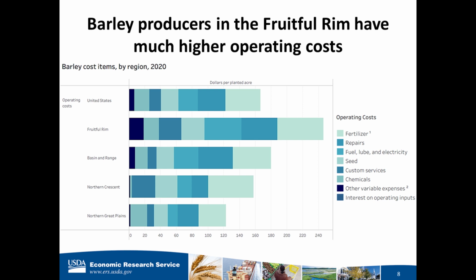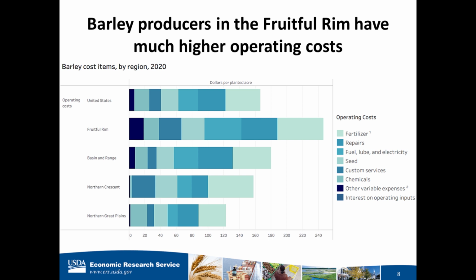And on the horizontal axis, we have cost in dollars per acre planted. So these bars represent all the operating costs that each region faces. And as you can see, the Fruitful Rim, the second bar, has a lot higher operating costs compared to the Northern Great Plains, so the last bar.